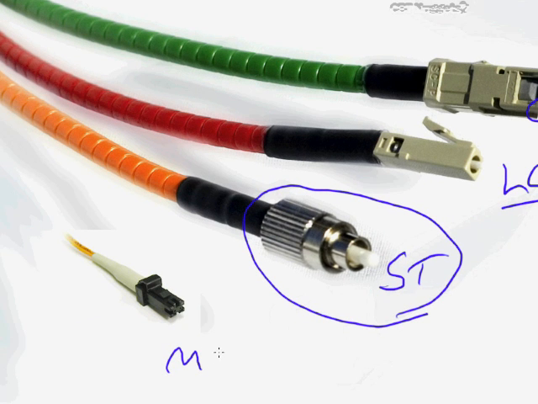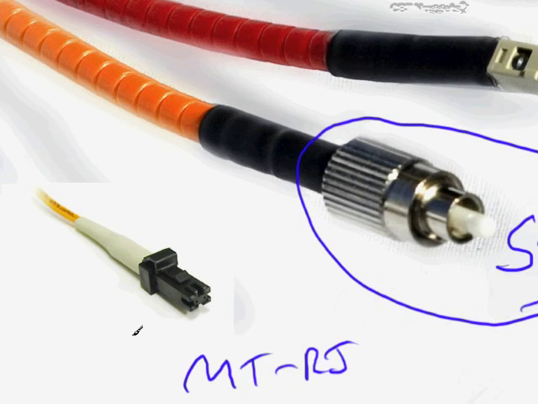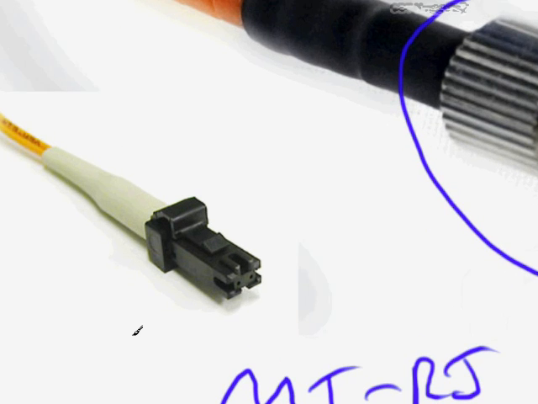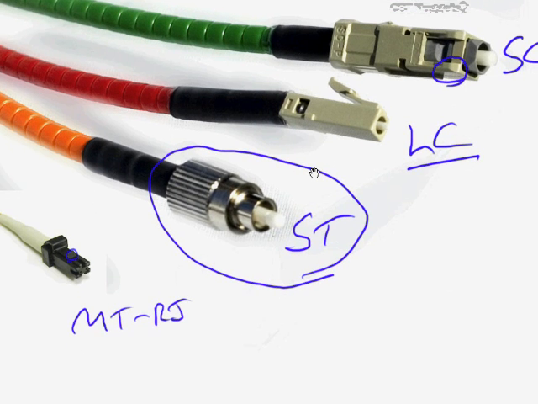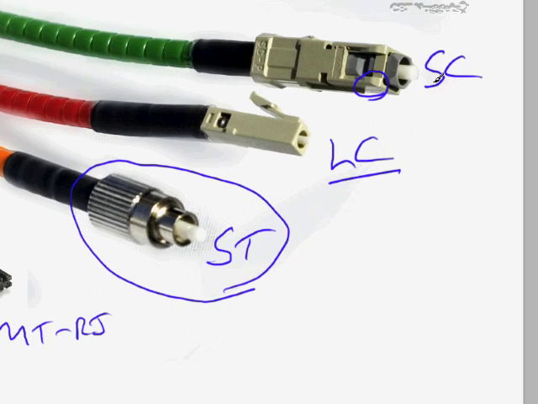And then you have this MTRJ, the mechanical transfer registered jack. It's kind of small there, but I'll try to see if I can zoom in a little bit. That's just the final type of connector you can see. And again, it also has a clip in here to hold it in place. But those are just a few of the different types. Again, I think you're going to mostly be seeing the ST and the SC connectors.